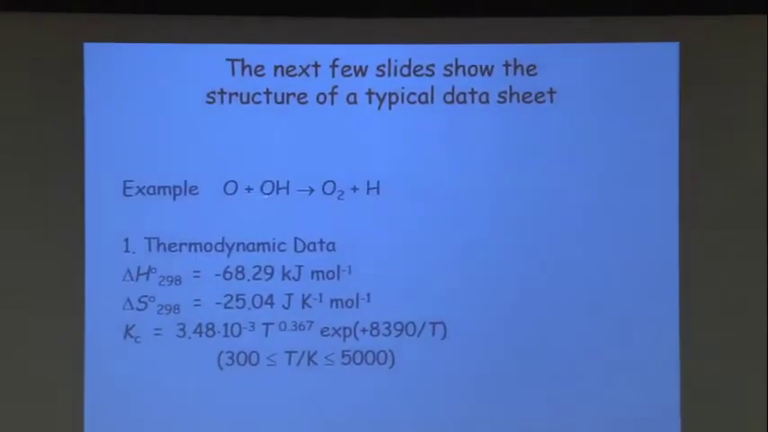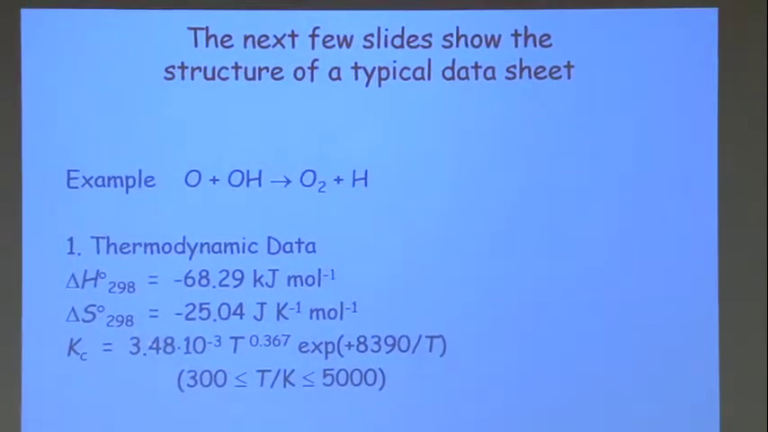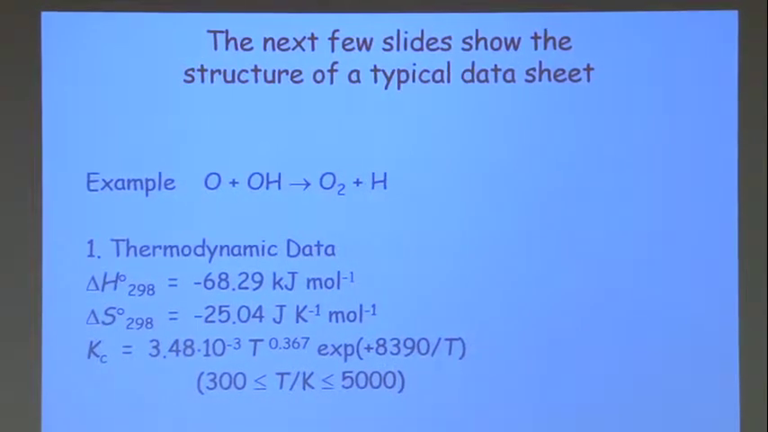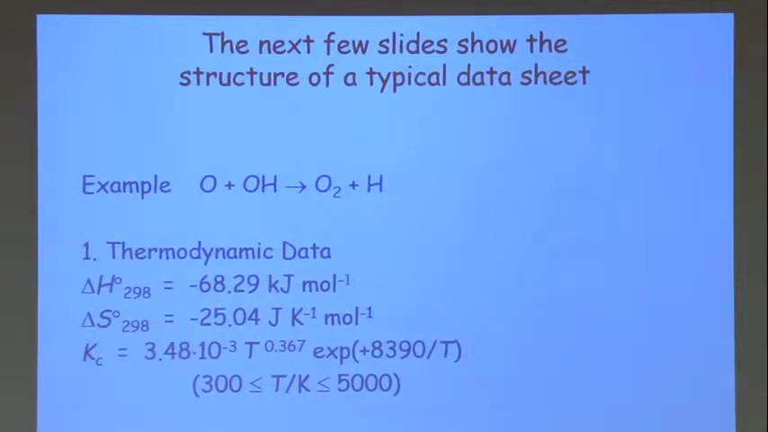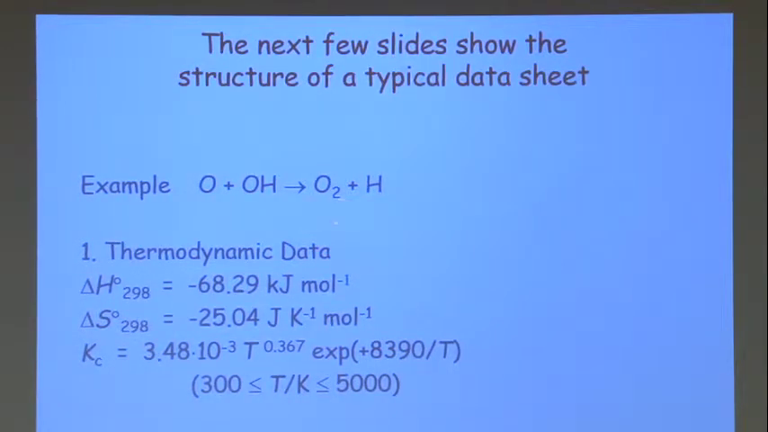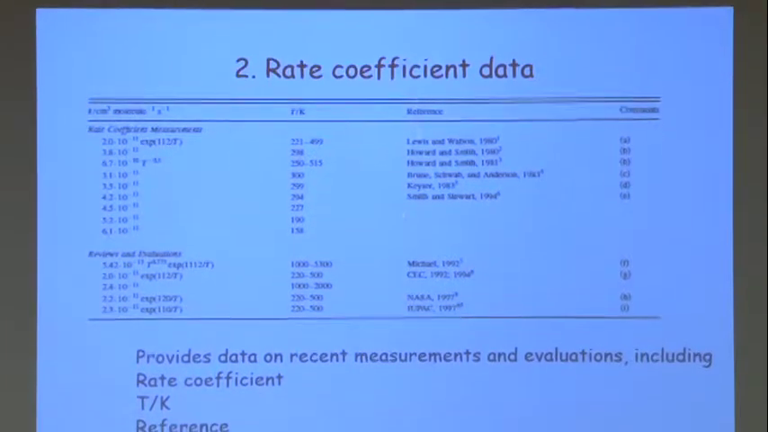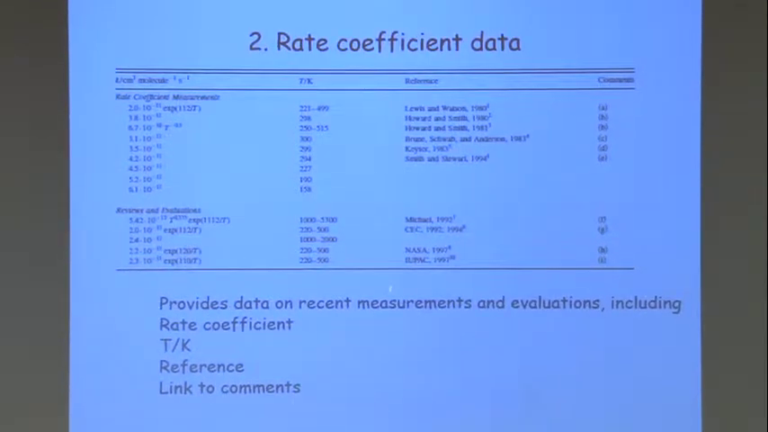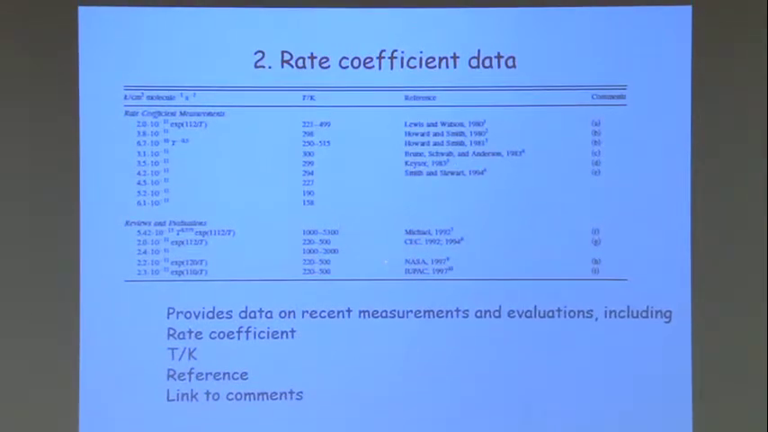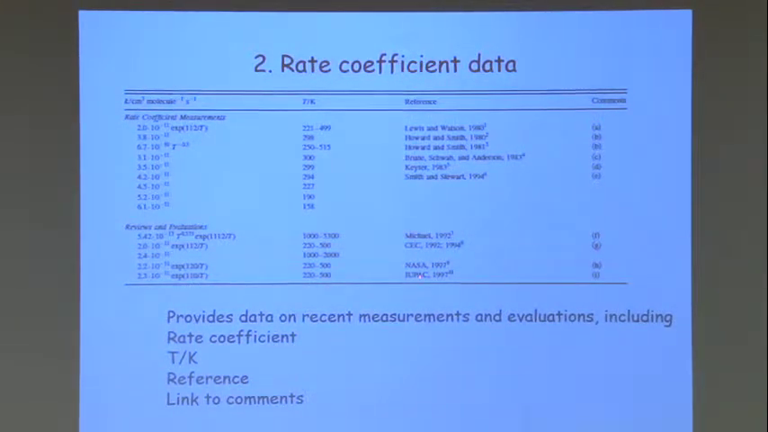And so this is the structure of a typical data sheet, and in this case for O plus OH going to O2 plus H. And it starts off with the thermodynamic data. Now, this is not the right place to go to for thermodynamic data because, as I say, it's a little old. But for these species, it's not going to be bad. But first of all, a tabulation of thermodynamic data, and then a tabulation of the available rate constants from the different groups around the world, and then reviews and evaluations of the data. So these are reviews and evaluations dating from 1992 to 1997.